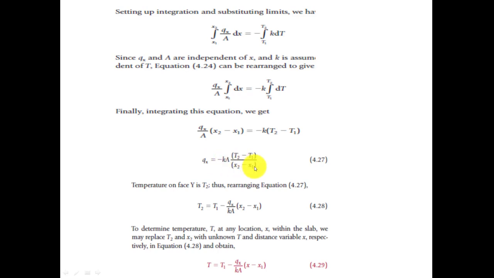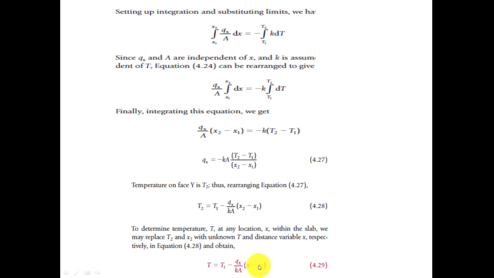By solving the equations, you will find that T2 is equal to T1 minus Qx upon KA times (x2 minus x1). T2 is the temperature on the other side, that is side Y. So to determine the temperature T at any location x within the slab, we may replace T2 and x2 with the unknown temperature and the distance x respectively. So T will be equal to T1 minus Qx divided by KA into (x minus x1).